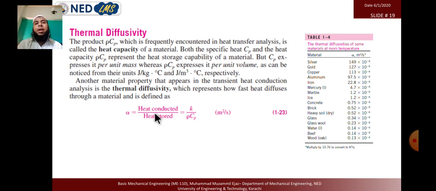If the alpha value of the material is higher, it means it is a very good conductor of heat, and it will not store heat much. But if the alpha value is lower, it means that the heat storing capability of the material will be higher as compared to heat conducted, so the material can absorb heat much more than transfer from one point to another.